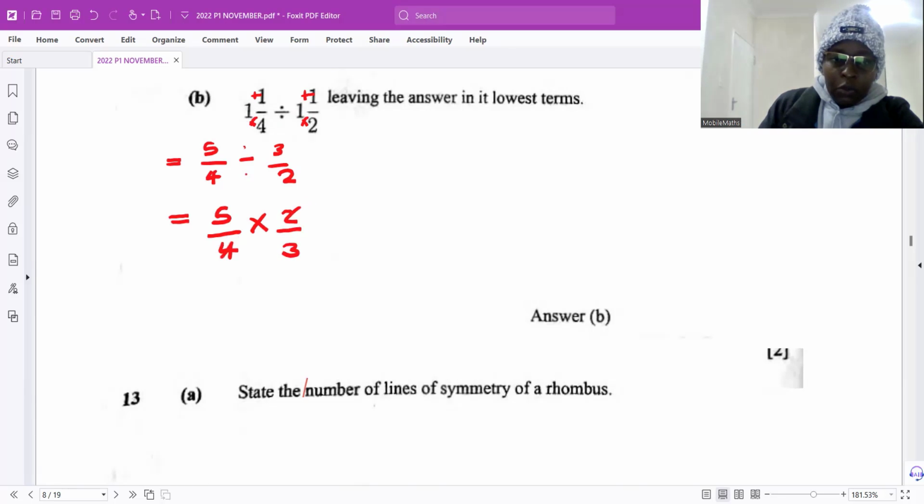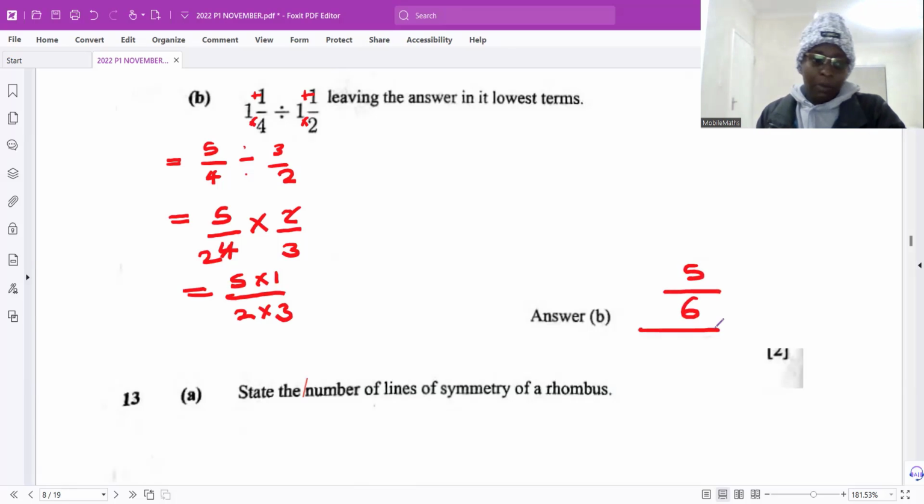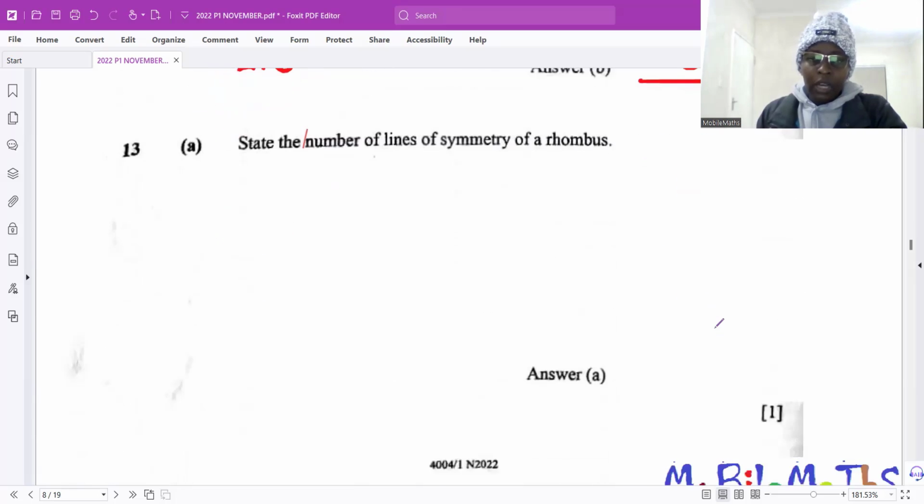2 there can go into 4, 2. So I now have 5 over 2 times 1 over 3. So our answer is 5 over 6. Okay, that's the lowest term we can get anyway. Now the next question is saying, state the number of lines of symmetry of a rhombus.